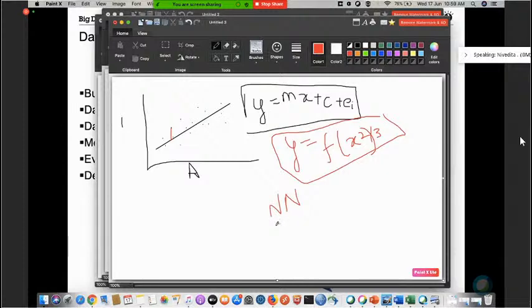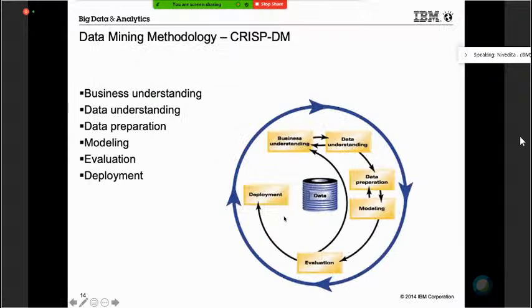Then we have something called SVM, support vector machine, that also does not assume a functional format. So there are a lot of algorithms which can be classified into linear, non-linear, and no functional form assumed. So this is modeling.